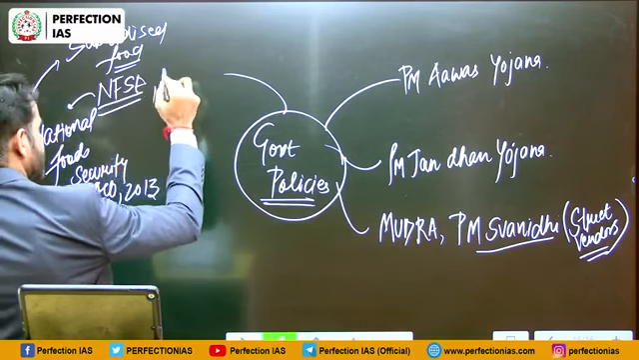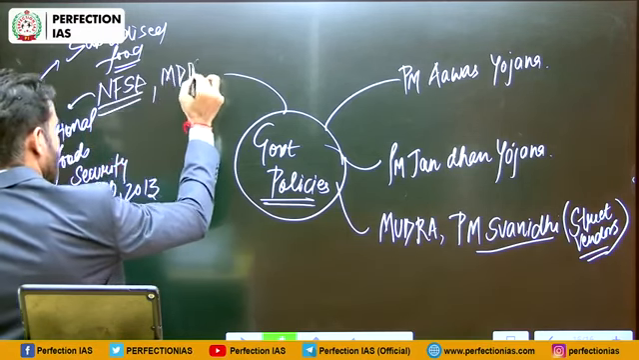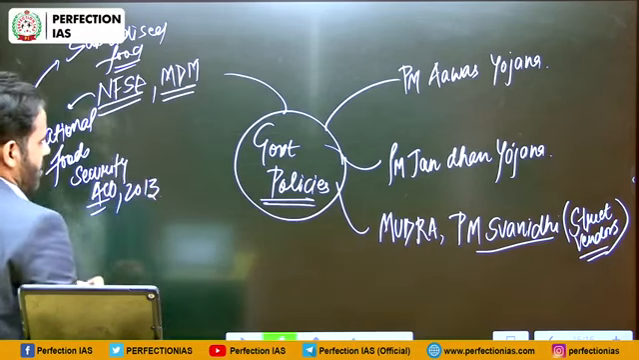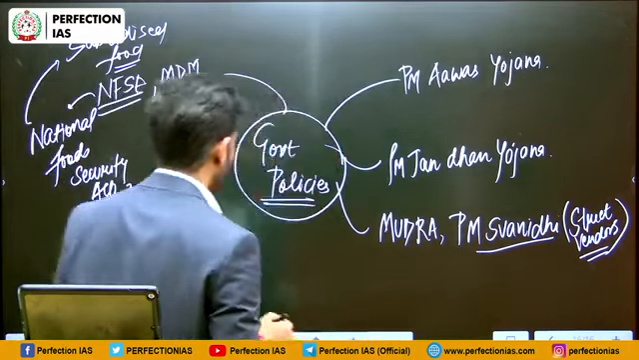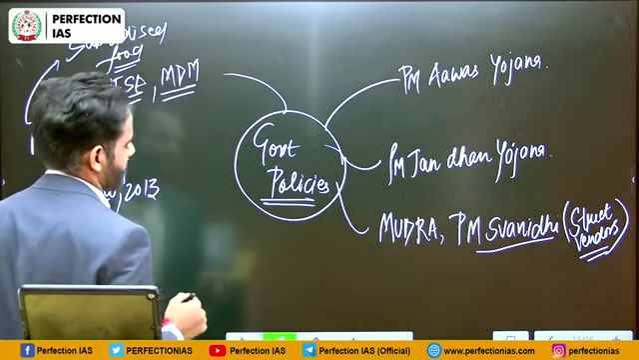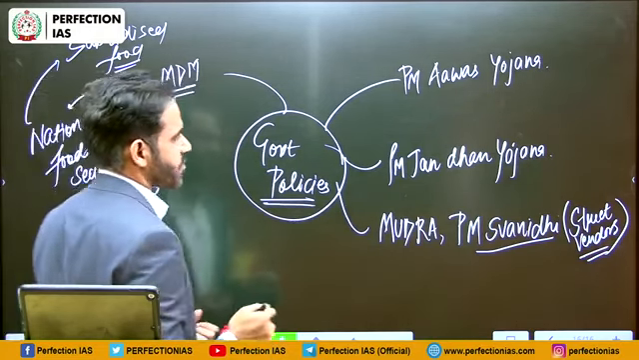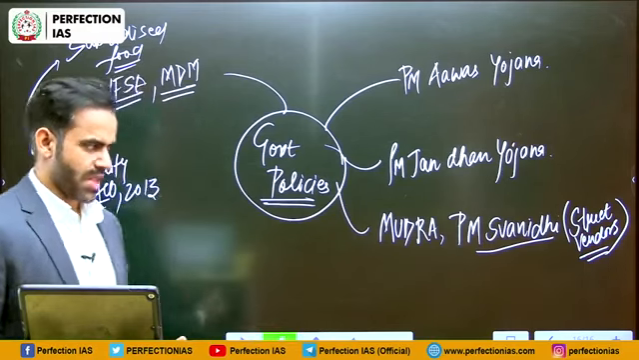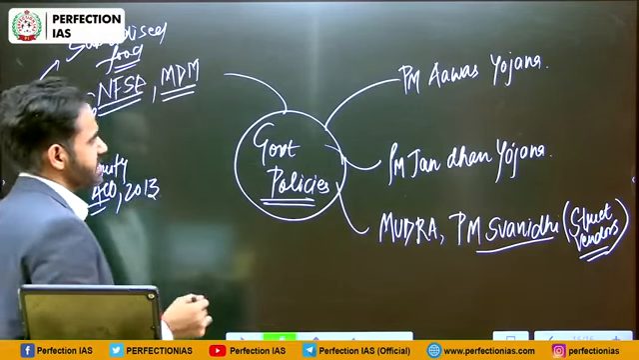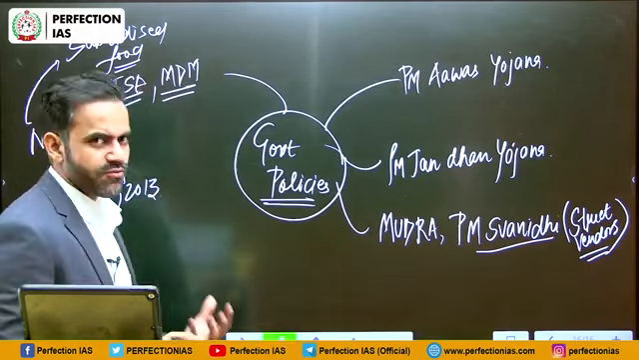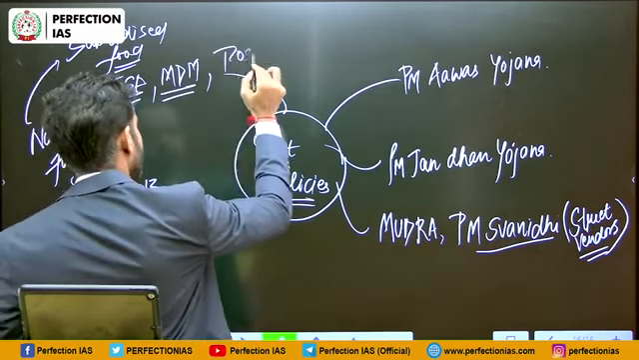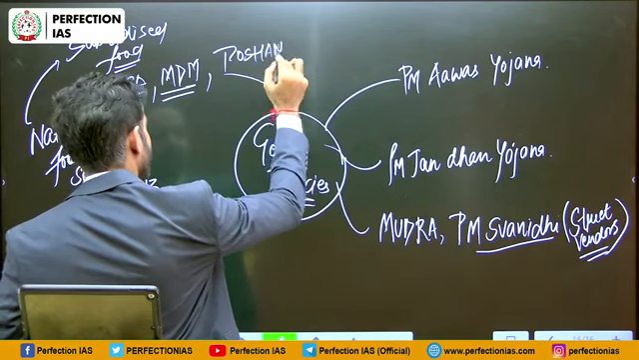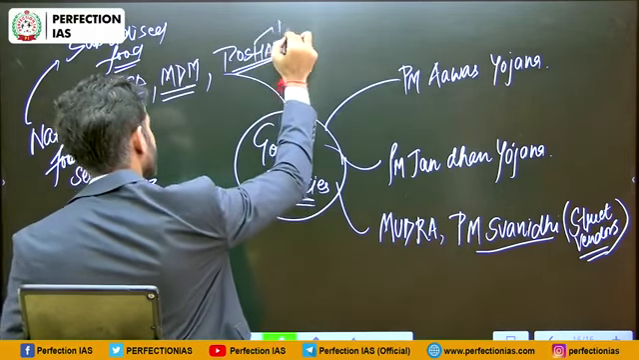Apart from NFSA, there is midday meal scheme. In midday meal scheme, food is provided to the students, so it will address two problems: A, problem of hunger, and B, it will also address the problem of school dropouts, because now students have an incentive that they are going to receive food in the school. Apart from that, we have Poshan Abhiyan for nutrition.